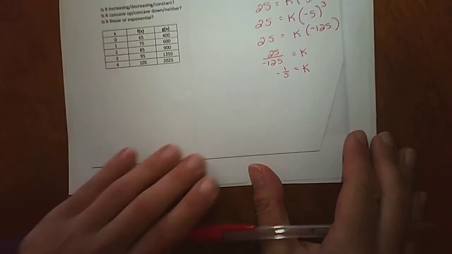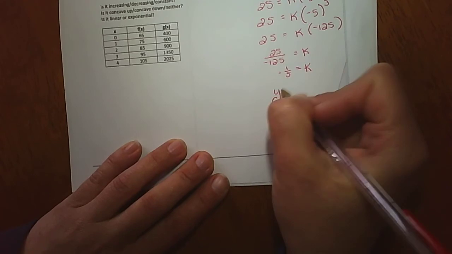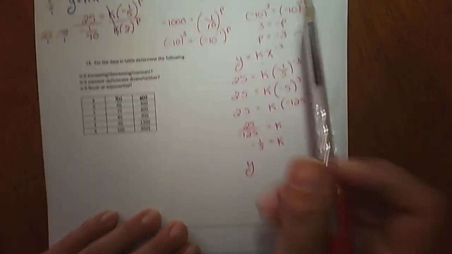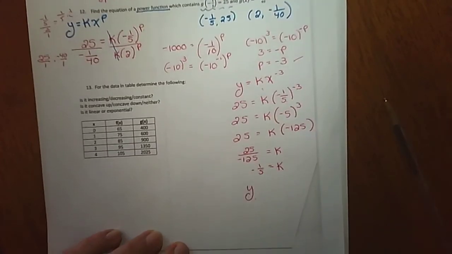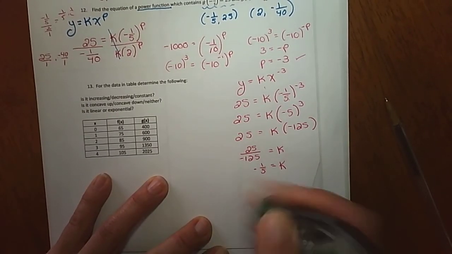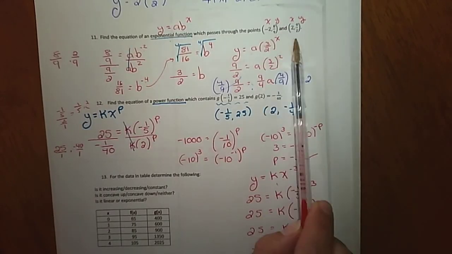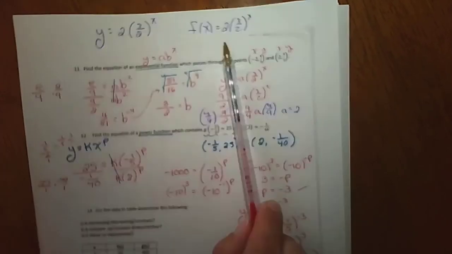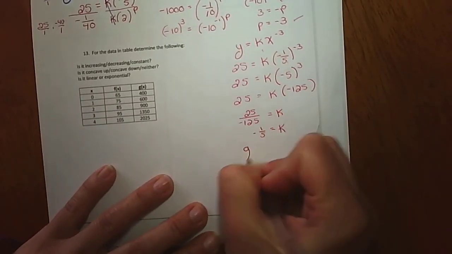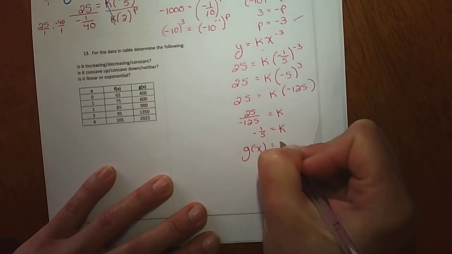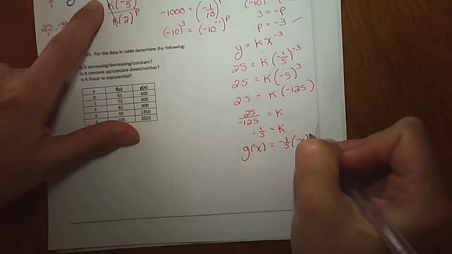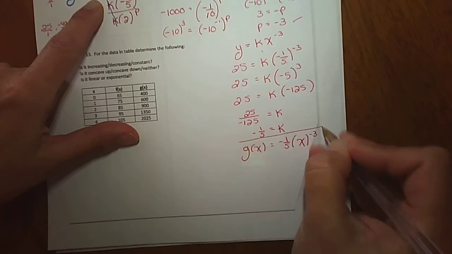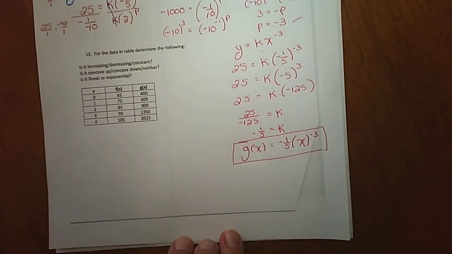So my final answer for number 12 would be, now I almost wrote y equals, but this question is very specific. See how it says g of x back up in here? It means I have to use g of x, not y equals. So while this one just gave me points, I could use anything I wanted to create the answer. This one, because it was written in function notation, I have to use the same letters. So it's g of x equals negative 1/5 x to the negative 3. Right? And there you go.